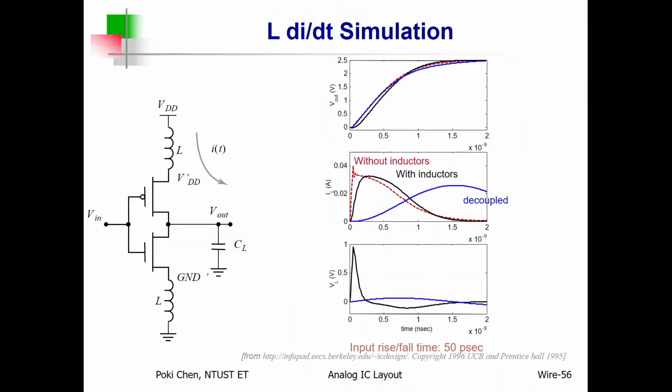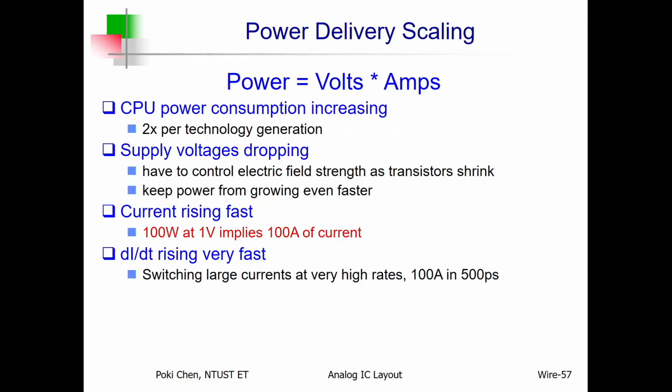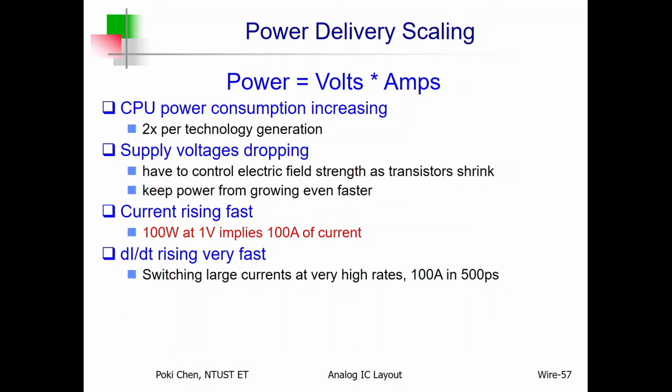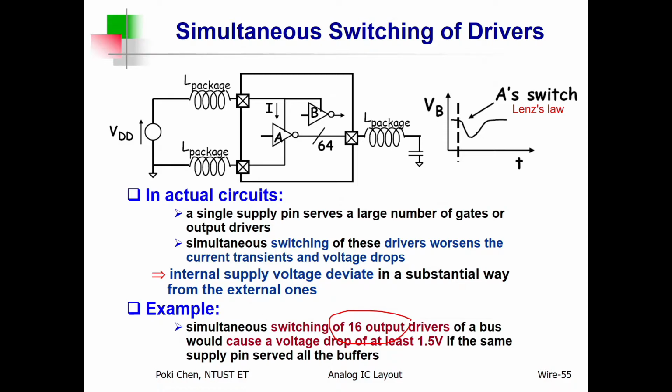What's our recommendation? Usually 5 to 10. Let me check. Oh yeah. So typically for such high-speed IO drivers, the maximum number to consume the same VDD or to connect to the same ground is 5 to 10. No more than that. Otherwise, you need to face such a huge drop.